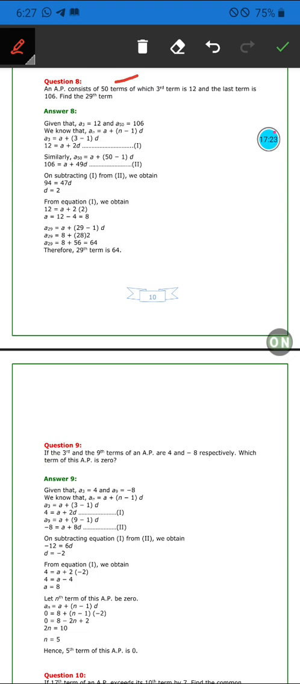It will be the 50th term, so the last term. So A50 is equal to 106. Okay, A50 equal to 106. Third term A3 is equal to 12. So A3 is equal to 12, A50 equal to 106.